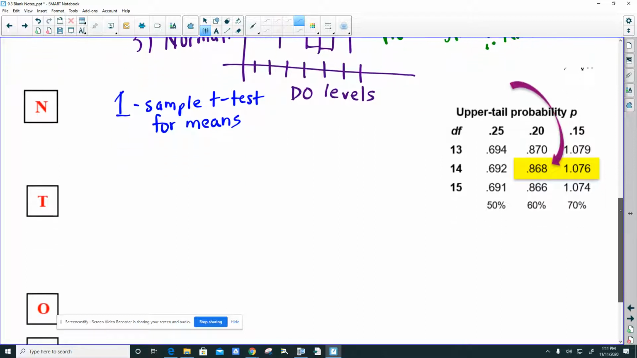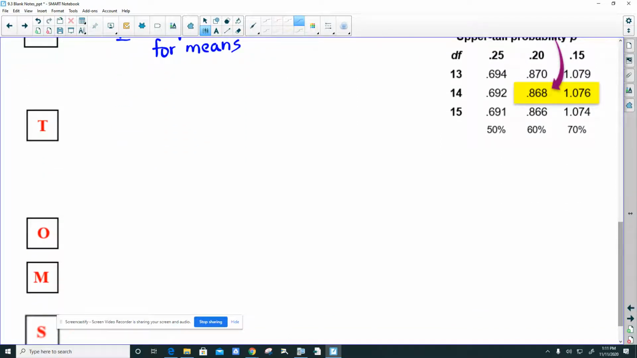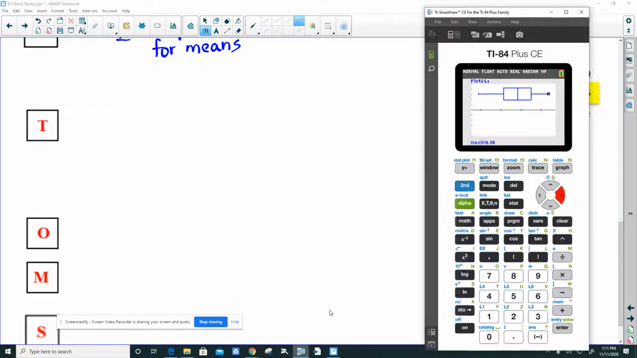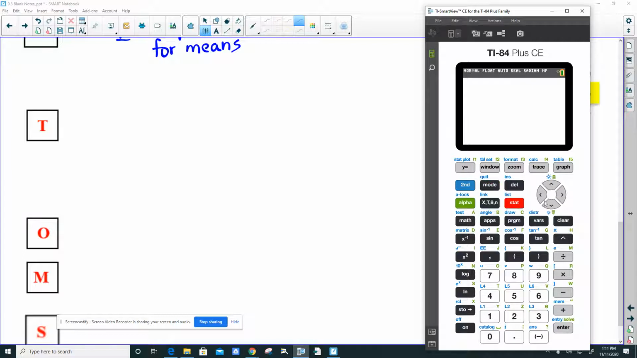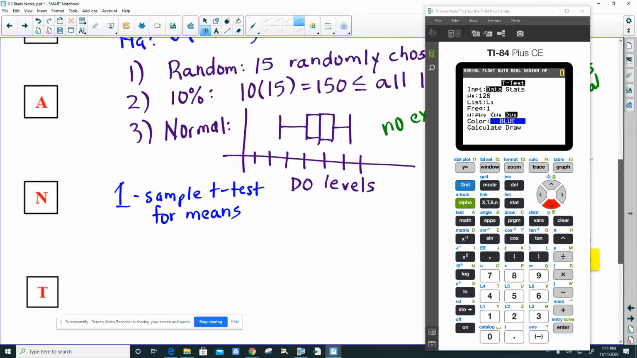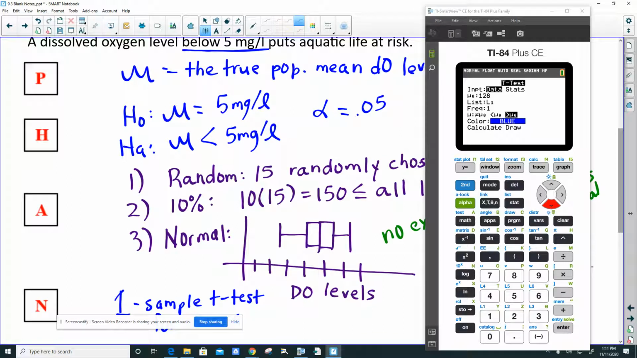Okay, now we are at steps T and O, which is where we're going to shift over and do this on the calculator. So on the calculator, I'm going to back out of this. We're going to press Stat, go over to Test. We're going to come down and pick option number 2, t-test. Now, on this problem, I actually have the data, each of the individual pieces of data from this sample. So I'm going to select data. I need to come down and fill in the value from the null hypothesis. That value was 5 milligrams per liter. So I'm going to make that a 5.